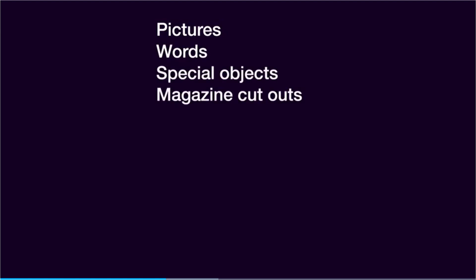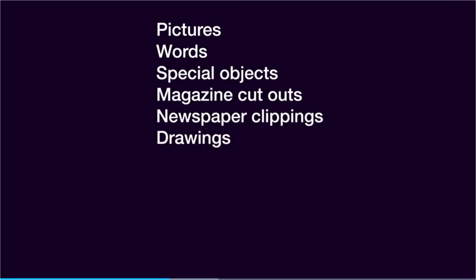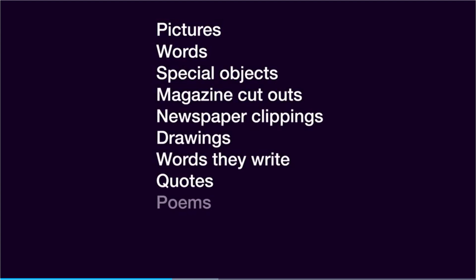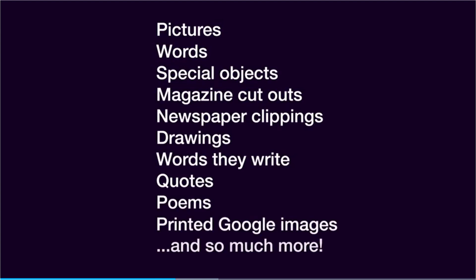And students can use a variety of materials to decorate their box to reflect how they feel. And that includes, but is not limited to, pictures, words, special objects, magazine cutouts, newspaper clippings, drawings, words they write, quotes they find, poems, printed Google images, and so much more. They will use the lens of the diversity, equity, and inclusion work that you've done with them thus far to show a clear reflection of themselves and how others perceive them. It's meant to be a creative collage-like project, so encourage them to have fun with it.